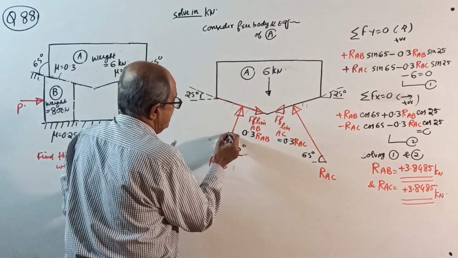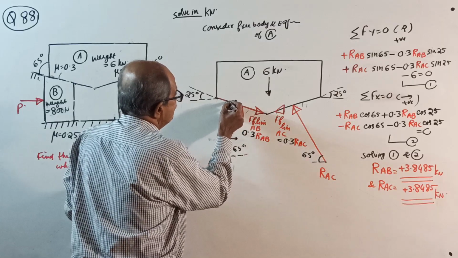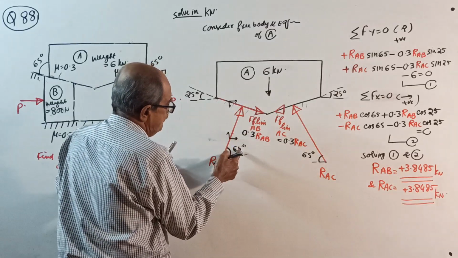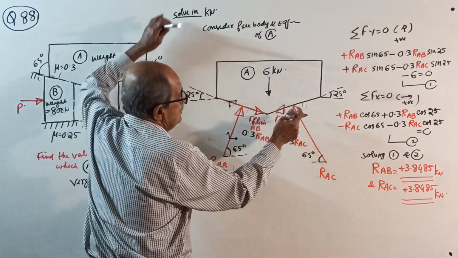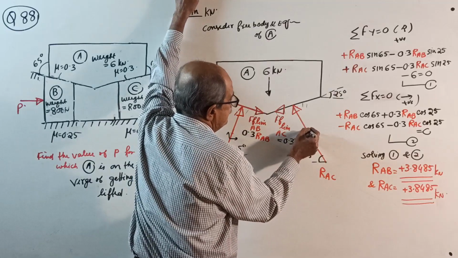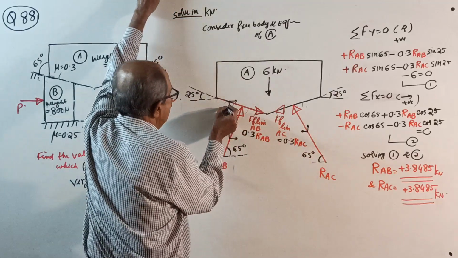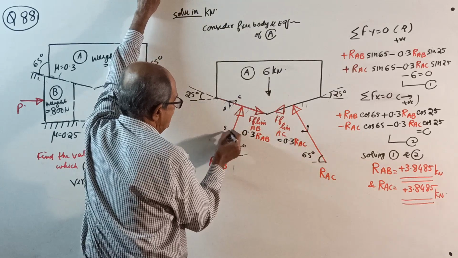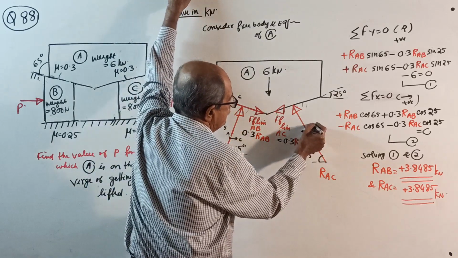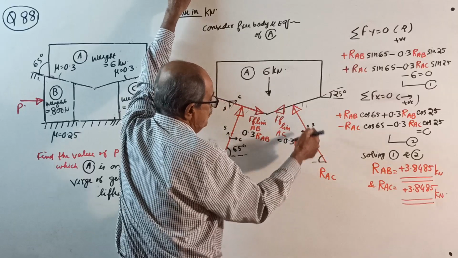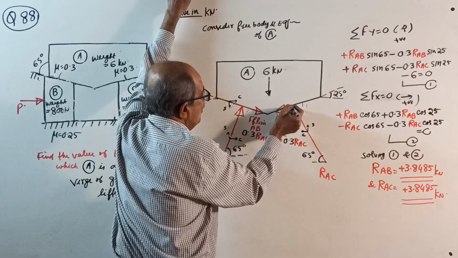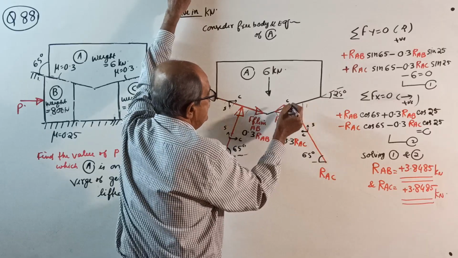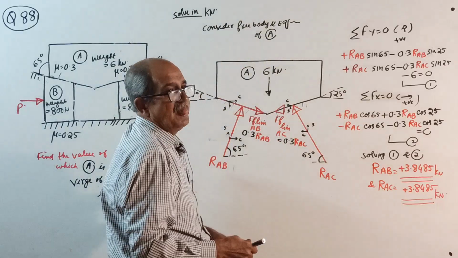Cos sine, cos sine, cos sine with respect to 65. Cos sine 25. Sine cos, sine cos, with respect to 65. Again, for this one, we have to write here cos sine with respect to 25. Okay, start.